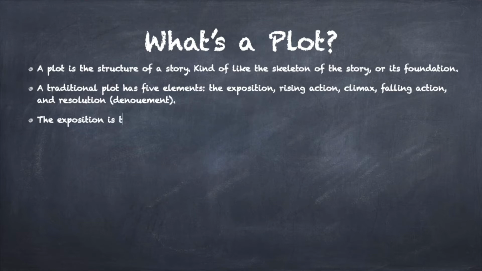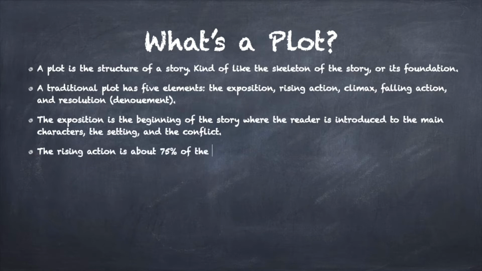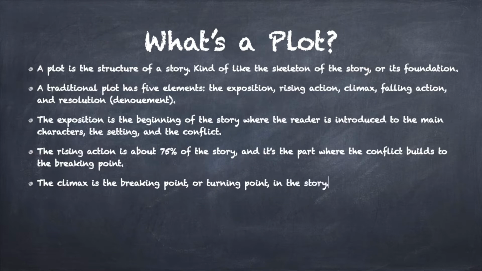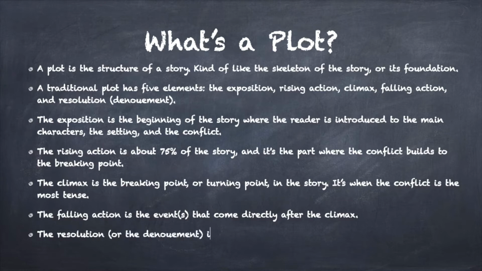The exposition is the beginning of the story, and this is typically when you're going to meet the main characters, find out the setting, and also be introduced to the major conflict in the story or the major problem. The rising action is the biggest part of the story. It's about 75% of the story, and it is when the conflict or problem in the story continuously builds, kind of like going up a roller coaster, one link at a time. The conflict gets worse and worse and worse until it gets to a breaking point.